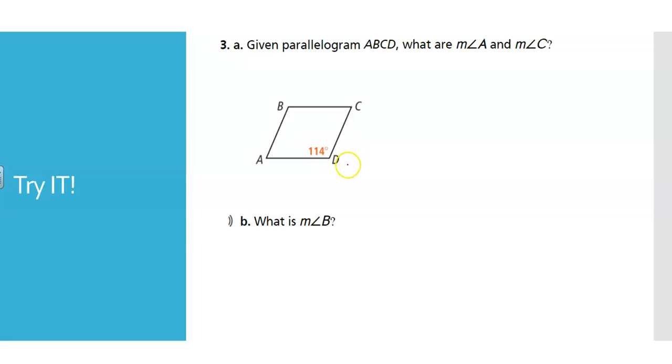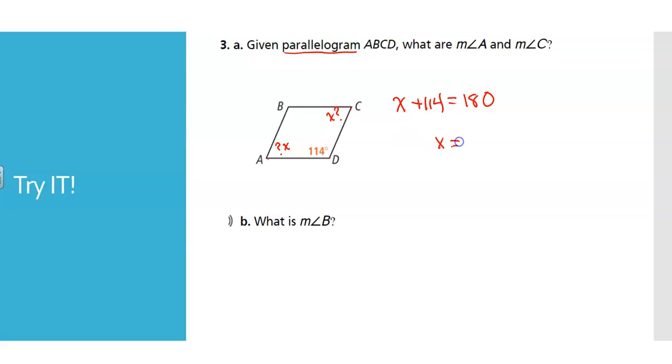So if we have a given parallelogram, we want to know the measure of A and the measure of C. Those are opposites, so they must be equal to each other. But we also know that since they're consecutive, because it is a parallelogram, they must add up to 180. Let's just call this x and this one x, because we know they're the same. So x plus 114 would have to equal 180.